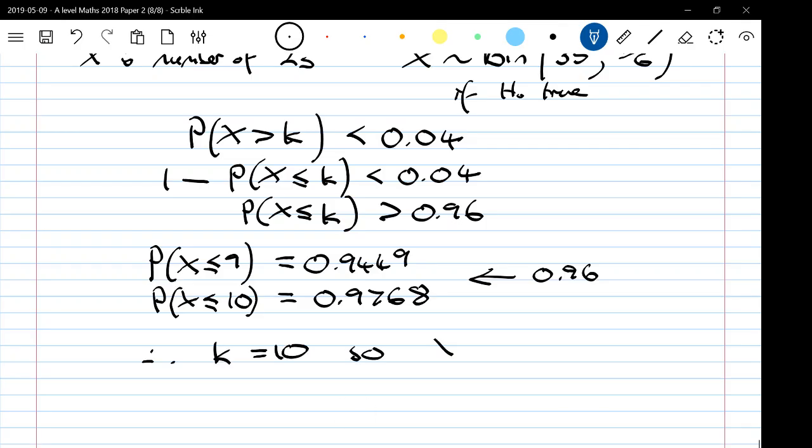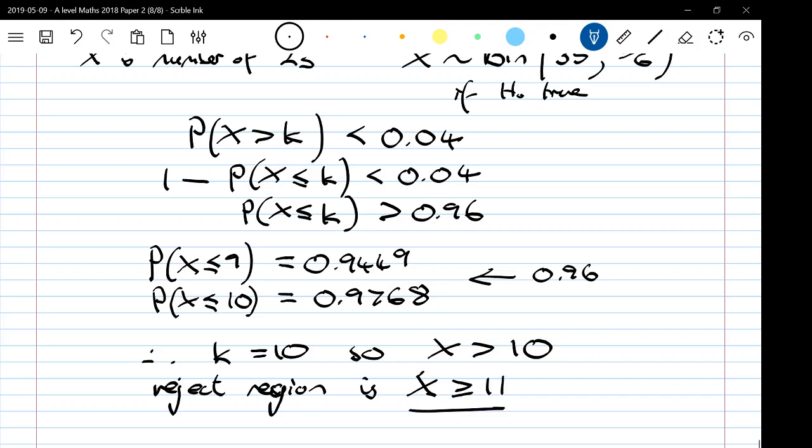So X has got to be greater than 10, and the reject region, I am rejecting every value, X greater than or equal to 11. We normally take a reject region as including the first number that we would reject, and that's it. That was all that we were saying, and that's maths.